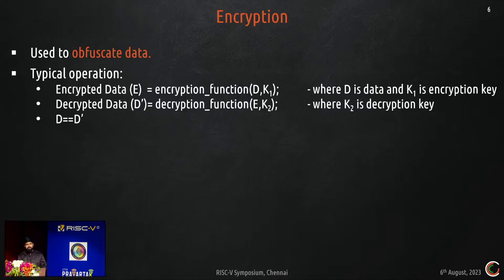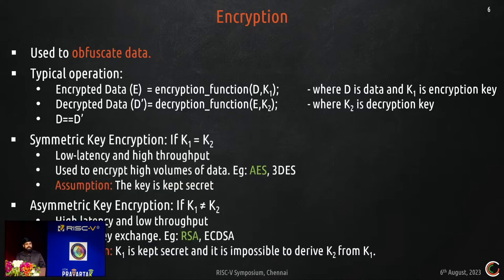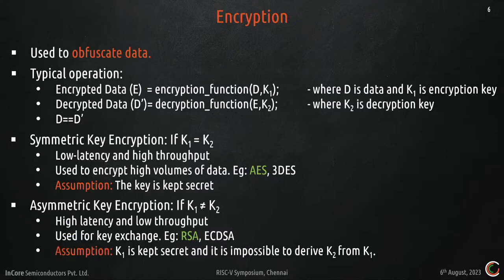Now there are again two types of encryption algorithms, symmetric key and asymmetric key. If both the keys that are used for encryption and decryption are same, you would call them symmetric key, and otherwise you would call them as asymmetric key algorithms. Now the advantage with symmetric key is that they have very low latencies and you would have high throughput. It is typically used to encrypt very large amount of data. Of course, the assumption is that if you have a single key, you are supposed to keep that key secret and you're not supposed to give that key out.